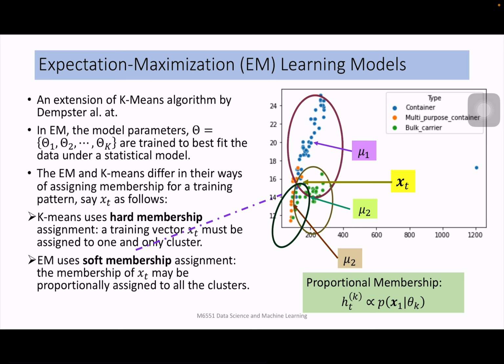With that, k-means uses hard membership: a training vector must be assigned to one and only one cluster. EM uses soft membership assignment: the membership of x_t may be proportionally assigned to the clusters.